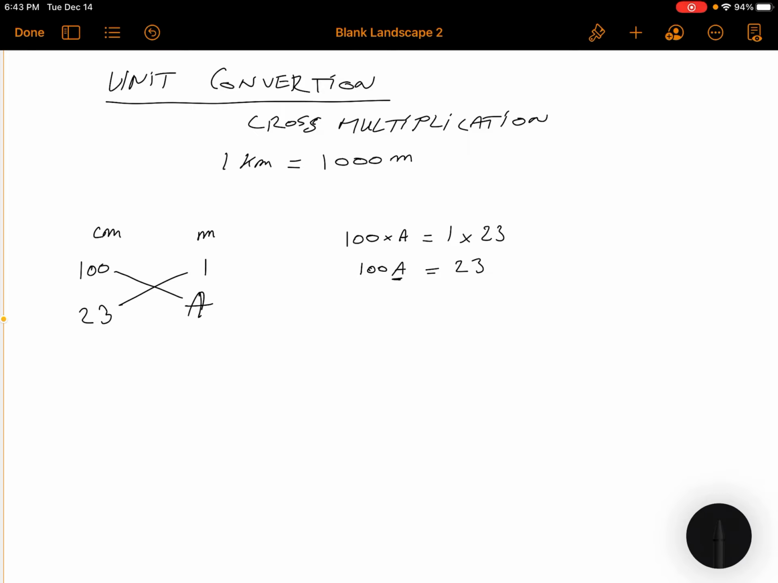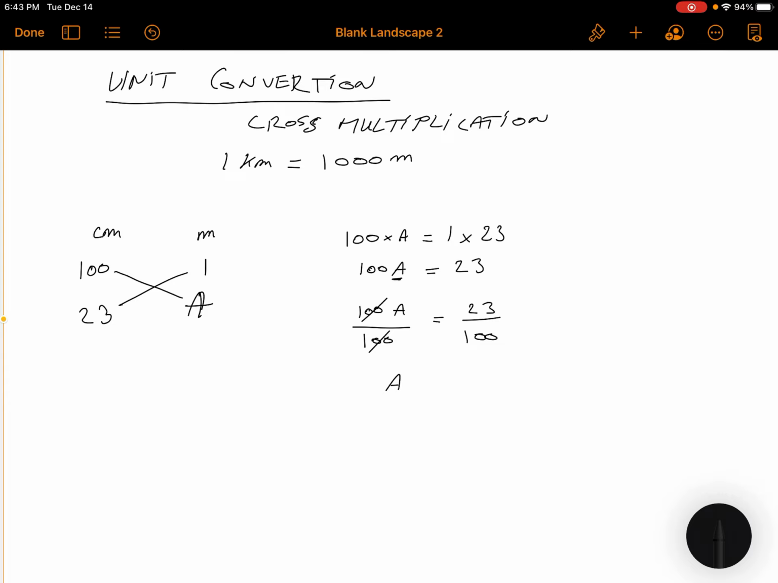So to single out A on one side, you're going to divide both sides of the equation by 100. You want to keep A. So it's going to become 100A divided by 100, and you do that because the 100s are going to cancel out, equal to 23 divided by 100. It's an equation. Both sides are equal. So if you divide one side by 100, you have to divide the other side by 100 as well.